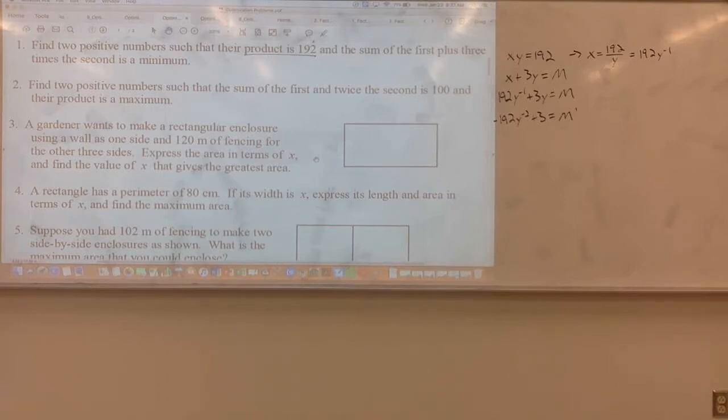Overall, 120 feet for the 3 sides total. For all 3 sides, equal 120.